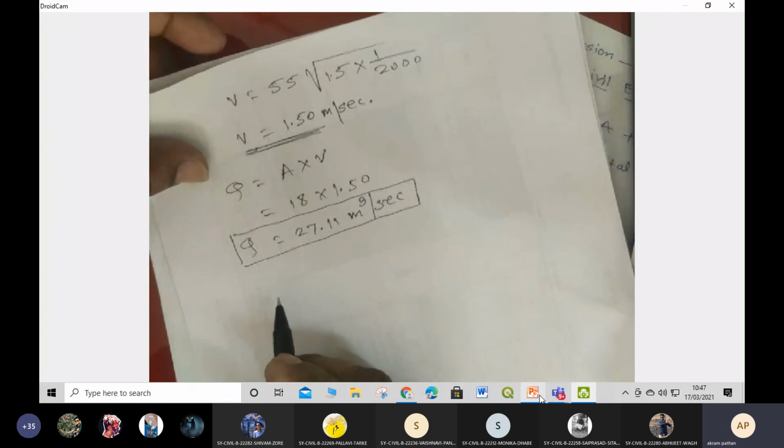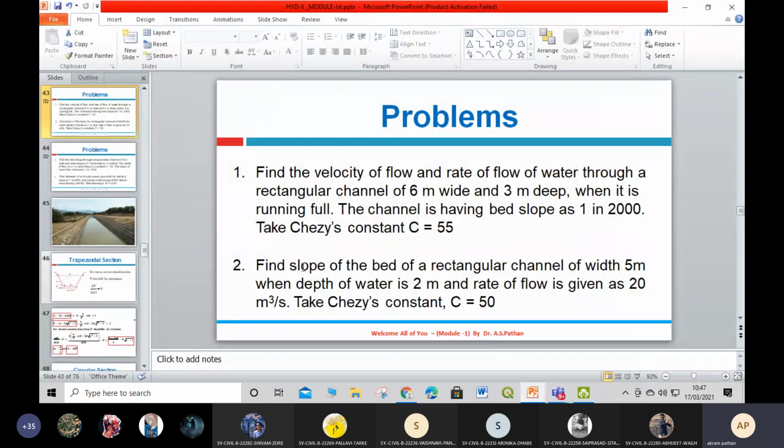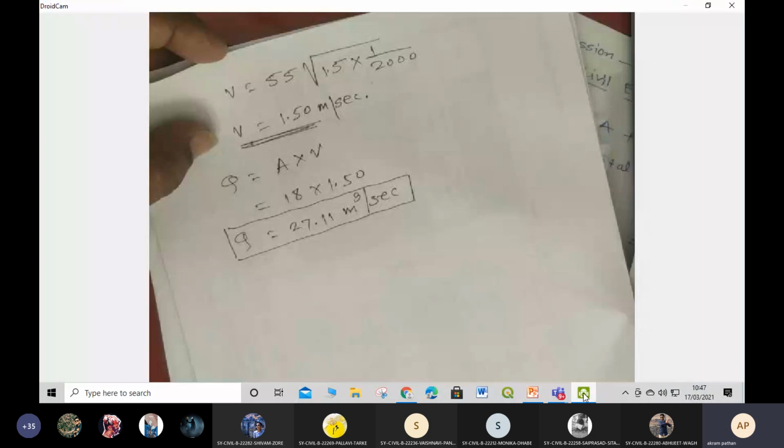Okay. Now in another problem, if you see the another problem, find the slope of the bed of a rectangular channel of width 5 meter when depth of water is 2 meter. The discharge is given 20 meter cube per second. Take Chezy's constant C is equal to 50. So 5 meter is the width, 2 meter is the depth.